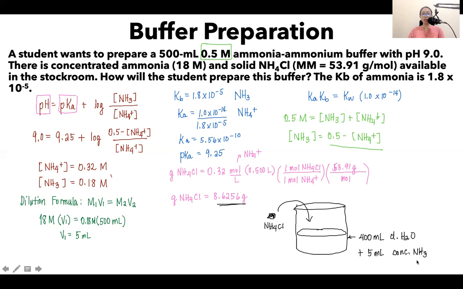Then check the pH, using a pH meter. If it's not equal to 9, you use either a strong acid like hydrochloric acid or a strong base like sodium hydroxide to adjust the pH. After adjusting the pH, you add the necessary amount of water so that the final volume will be 500 ml. So this is how you use your Henderson-Hasselbalch equation in buffer preparation.